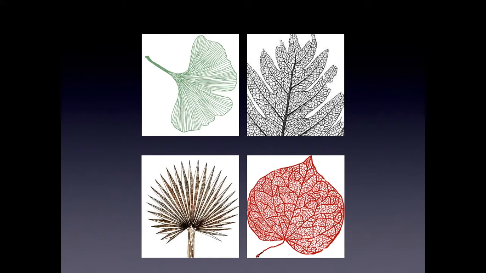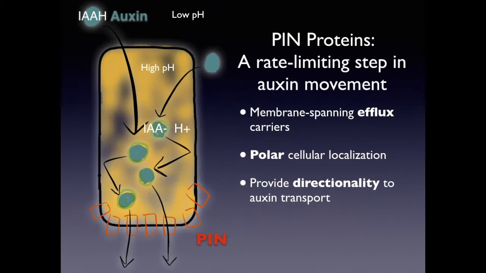Okay, so how does this work molecularly? Auxin, this signaling molecule, is able to easily enter the cell, but it can't get out. And that's because of a concept called acid trapping. So in the low pH outside the cell, auxin is protonated, but it's a weak acid. So once it ends up inside the high pH of the cell, it becomes deprotonated and charged. And in that charged state, it can't easily exit the cell.